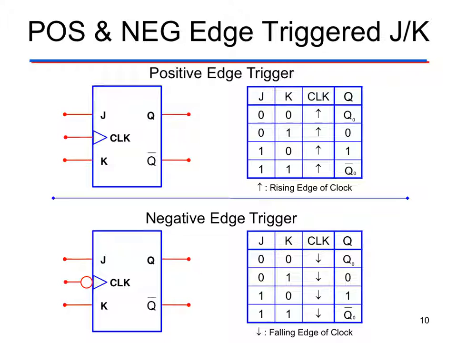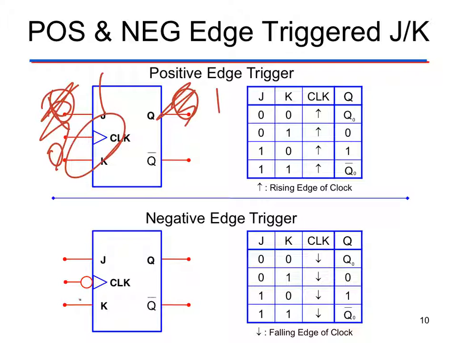Both these guys are zeros: nothing's going to happen, no change. When J has a 0, Q is 0. When J has a 1, Q has a 1. And when both J and K are 1s, then it's just going to toggle. That's just a quick review.